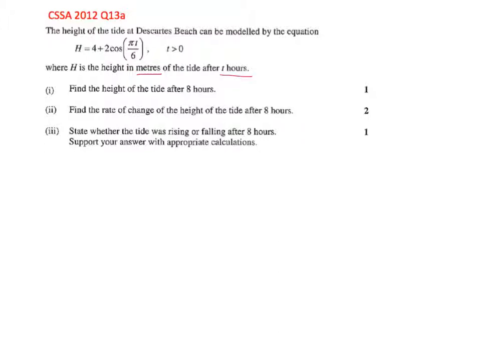Alright, find the height of the tide after 8 hours. So that is simply saying find h when t equals 8. So substituting in t equals 8, you get 4 plus 2 cos of 8 pi on 6. Alright, and using what you know about trig, let's see if we can work this out. 4 plus 2 cos, we can simplify that to 4 pi on 3, just dividing numerator and denominator by 2.